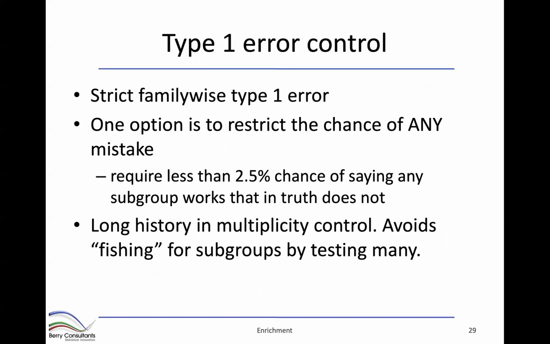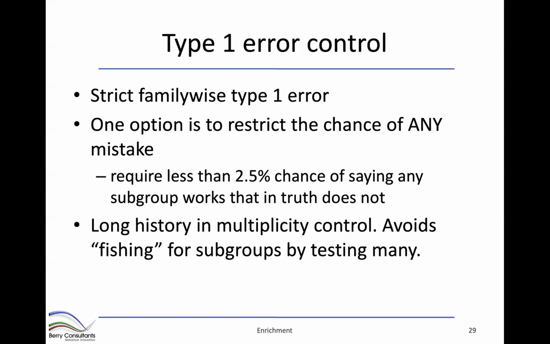The flip side of that, and you'll see this in lots of papers in the literature right now, is to do strict family-wise type 1 error control. And what does that mean? That basically says you're going to restrict the chance of making any mistake. So you look at every single one of the subgroups and you calculate the probability that you say the therapy works in any subgroup where it doesn't. And we need the chance of making any of those mistakes to be less than 2.5%.